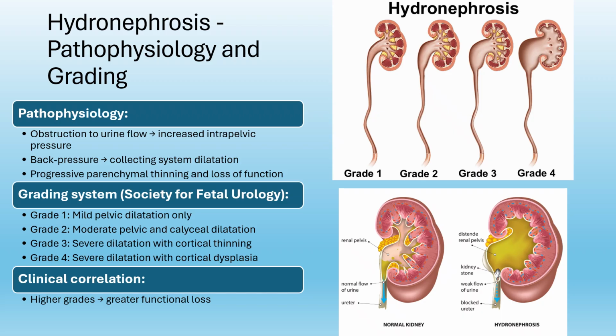Understanding this progressive pressure-related damage reinforces the importance of serial imaging. A kidney that progresses from grade 2 to grade 3 has crossed a critical threshold of irreversible injury.